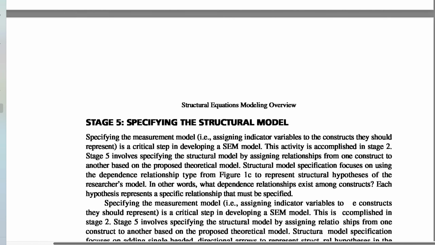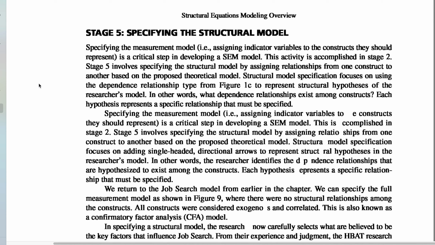Let's talk about Stage 5, specifying the structural model. Specifying the measurement model, that is, assigning the indicator variables to the constructs they should represent, is a critical step of developing a structural equation model. This activity is accomplished in Stage 2. Stage 5 involves the specification of the structural model by assigning relationships from one construct to another based on the proposed theoretical model.